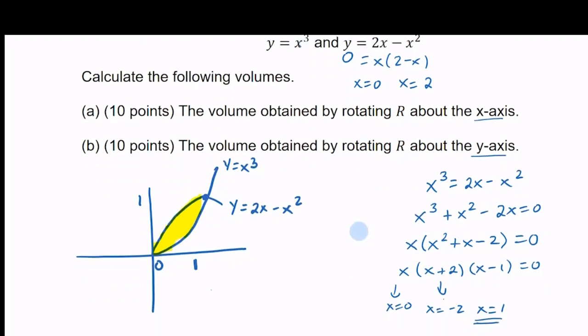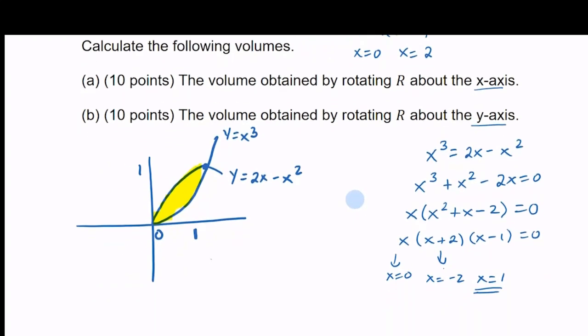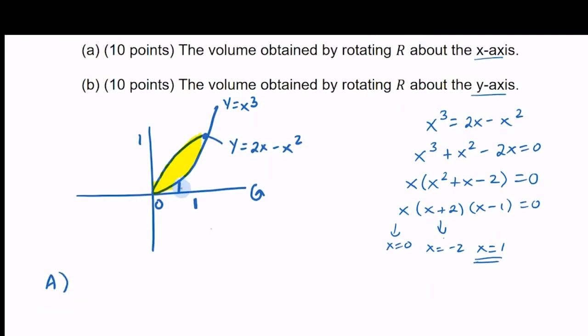B. So they haven't mentioned which method you can use, so you can use cylindrical shells or washers. It's possible one method may not work. In this case, we're going to go ahead and use the washer method because that seems pretty easy based on what we have here. So we are rotating about the x-axis for part A. So we're going to have two radii. One radius is from here to here, and the other radius is to this curve. When we set up our integral, it's going to be from our smallest x value to our largest x value, which is 0 to 1.